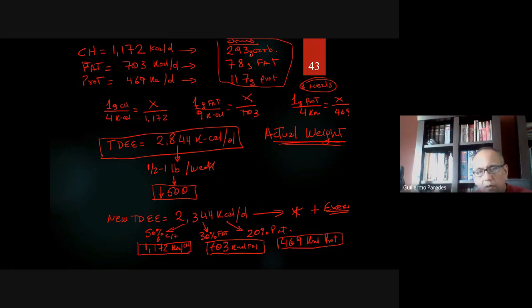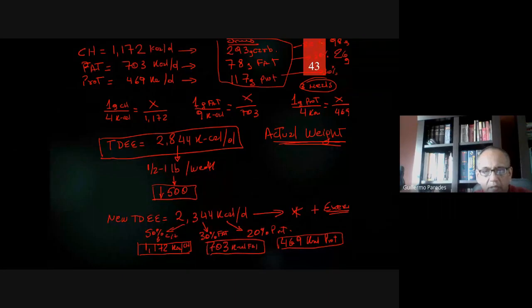So from 293 grams of carbs, you can make it 30% in the morning. You divide 293 by 3, which is going to be 98 grams. For the 78 grams of fat, I'm going to divide by 3, which is 26 grams. And for proteins, another 30%. You can add a little bit here and there, depending on what you want. It's not exact, but it's about right. So 117 divided by 3 is 39 grams of protein.